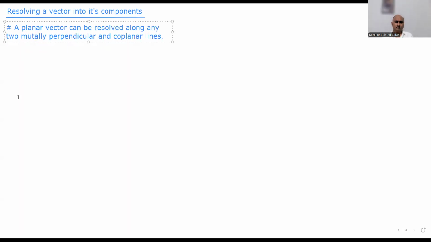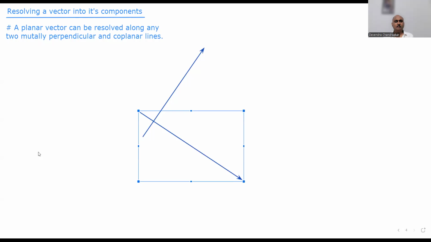Now, you can read it 2, 3 times and I'll show you what I mean by this. So if this is a vector, first of all, tell me, just write it in the chat window, how many mutually perpendicular pairs of coplanar lines can I draw on this plane, the plane of your screen? Give me the answer. Write in the chat window or you can switch on your mic and tell. Okay, so it's infinite. Very good. So you can draw infinite pairs of such coplanar lines, right? This is one of them. This is another one.